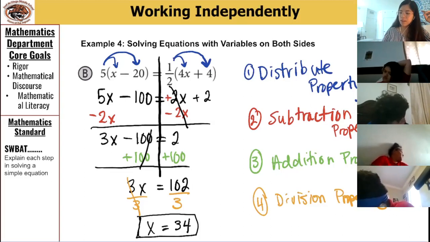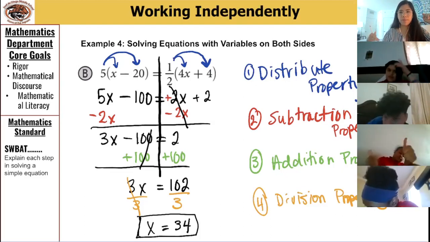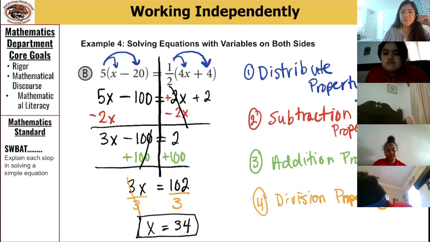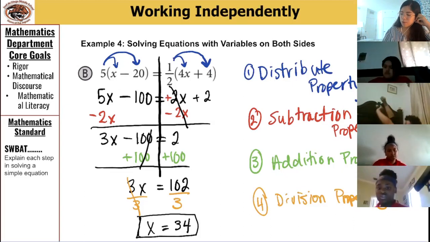All right. Does everybody have the properties, step 1, 2, 3, and 4 written down? Was there a step 4 for the last one? For the previous question, no, just 3.